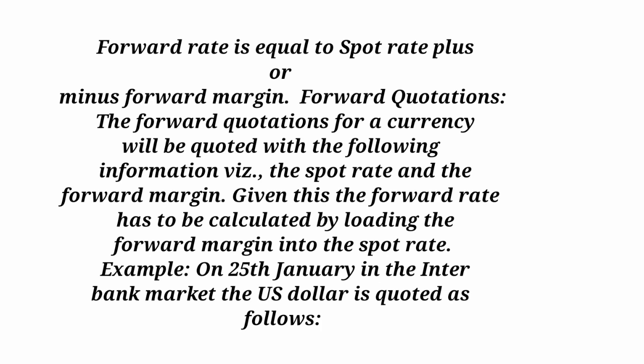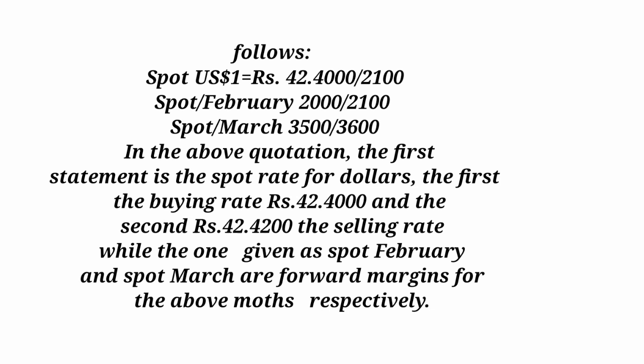Forward quotation. The forward quotation for a currency will be quoted with the following information: the spot rate and the forward margin. Given this, the forward rate has to be calculated by loading the forward margin into the spot rate. Example: on 25th January in the interbank market, the US dollar is quoted as follows. Spot US $1 equals Rs 42.4000 to 42.4200. Spot February 2000 to 2100. Spot March 3500 to 3600.